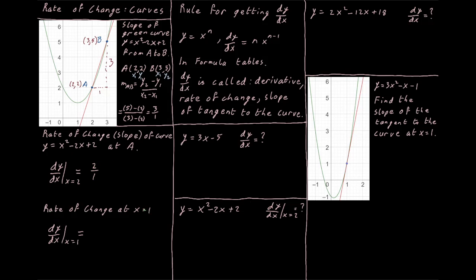What's the rate of change now if we change to a different position? Because we know on a curve the slope is always changing.